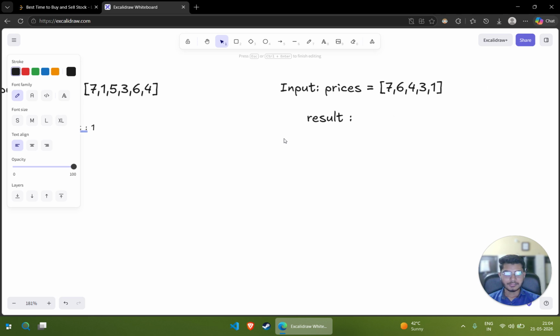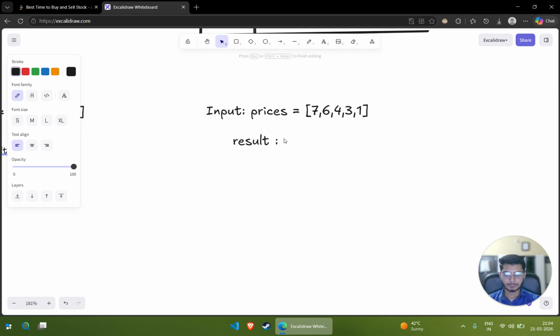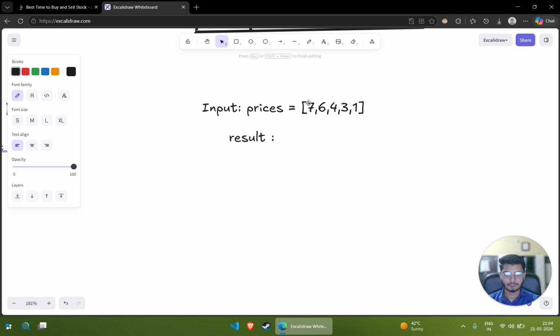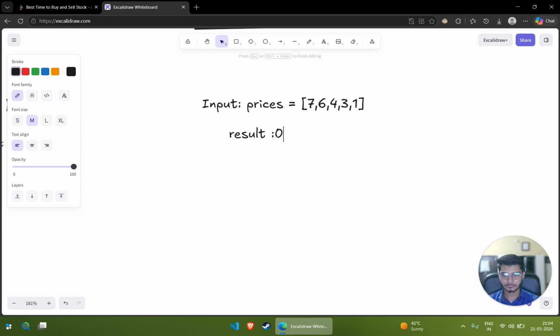And here there's another array in which, as you can see, all the prices are in decreasing order. So you cannot buy, because there will be no profit, and so our answer can be 0 only.